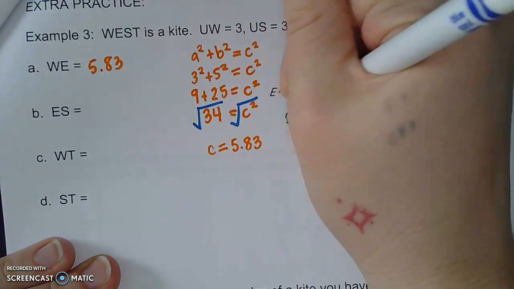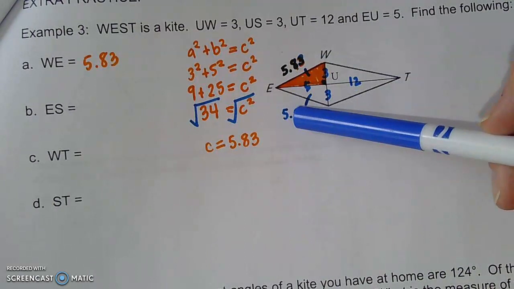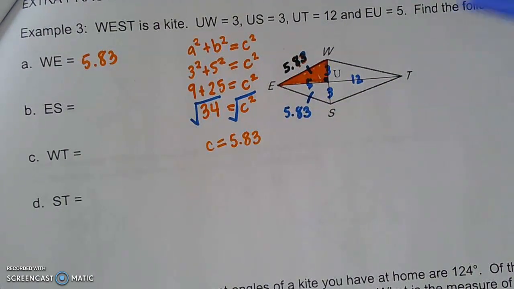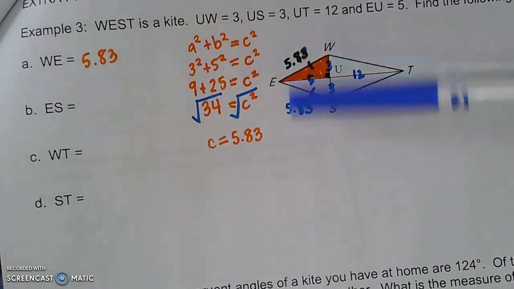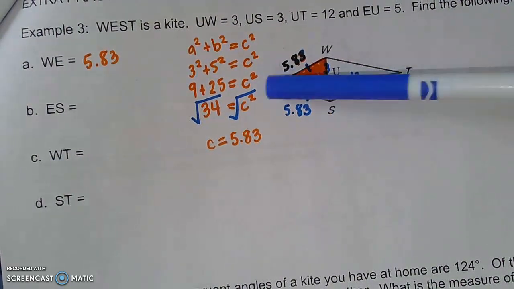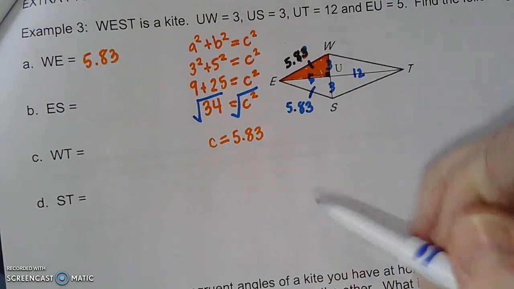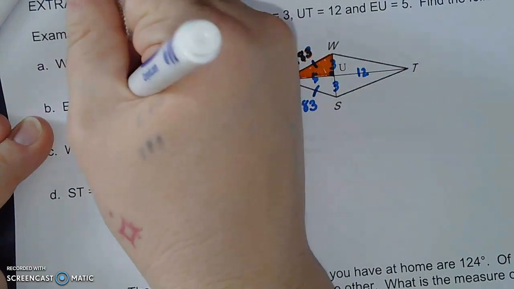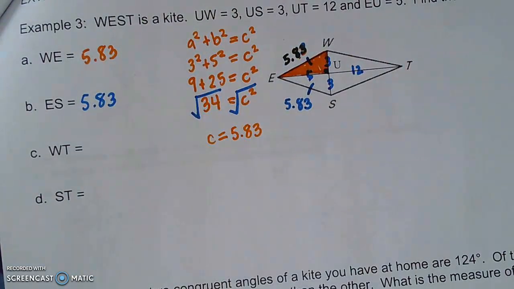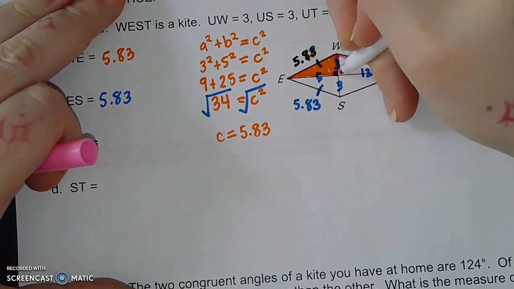Now the nice thing here, if I know that this side is 5.83, then I know that this side is also 5.83, because in a kite, corresponding sides are going to be congruent. I'm also seeing this is a 3, this is a 5, so it's the exact same work to get that. So ES is 5.83.